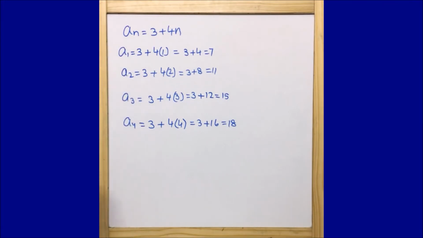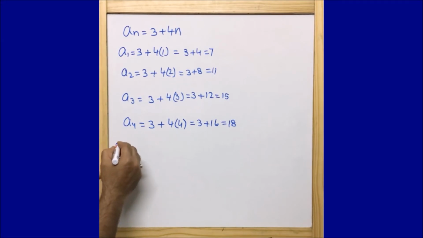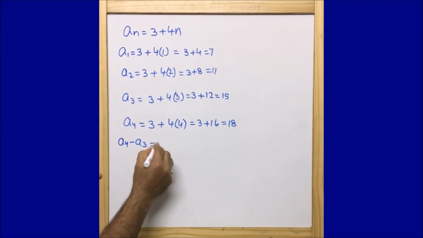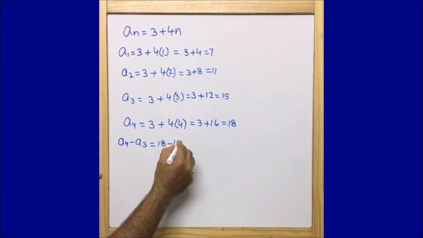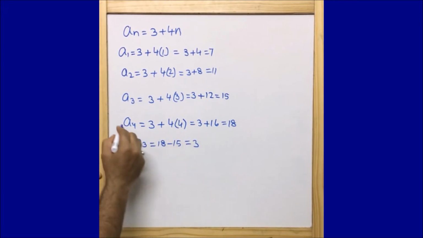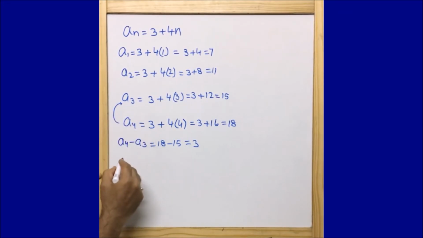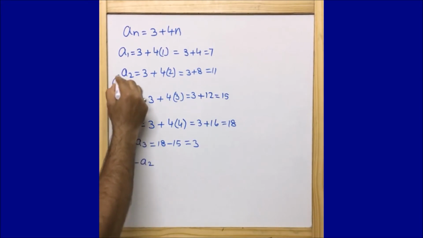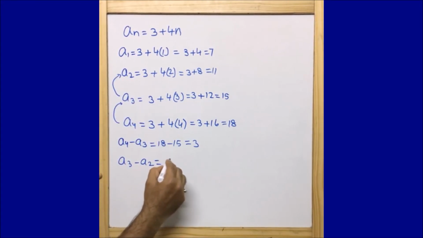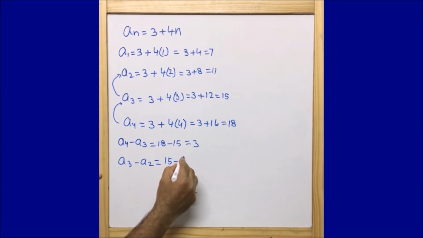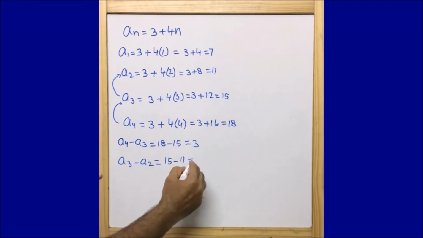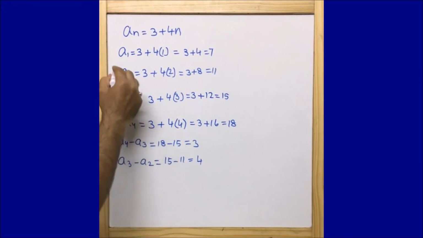Now let's see what is the common difference we are getting. In the first case, a4 minus a3 is equal to 18 minus 15, that is equal to 3. I am taking the difference of a4 minus a3, then I will take a3 minus a2. a3 minus a2, I am getting 15 minus 11, that is equal to 4.